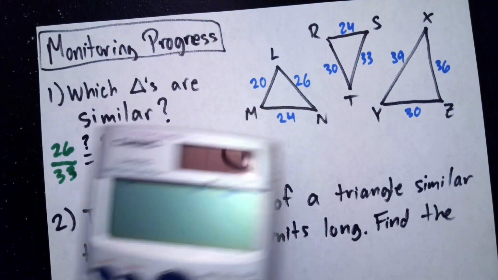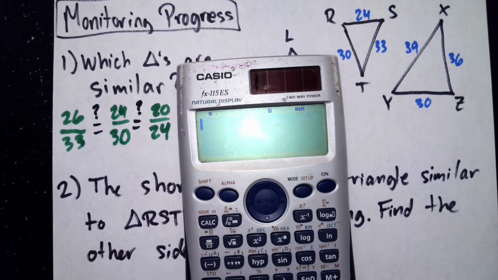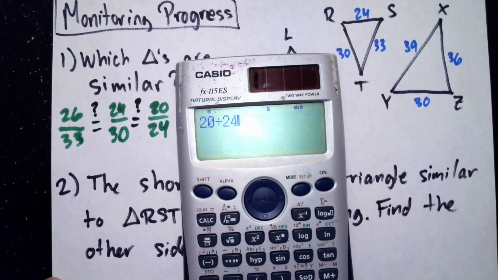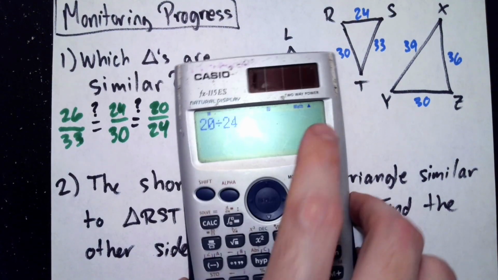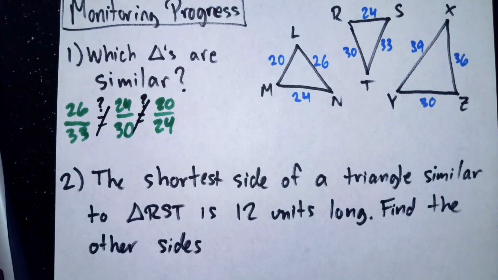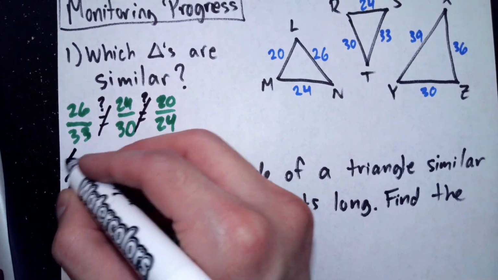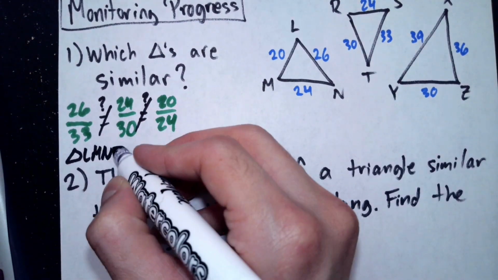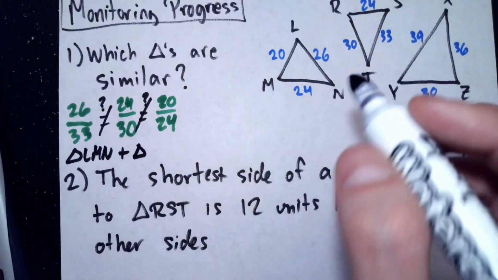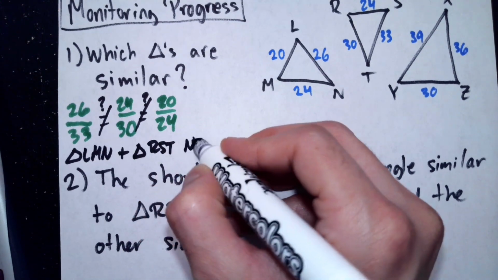Quick use of my calculator here, we're going to speed this up. It tells me that 26 divided by 33 cannot be simplified. It stays like that. 24 divided by 30 is actually 4/5. And 20 divided by 24 is actually 5/6. So each and every single one of these is different. Because this is not the same, triangles LMN and RST are not similar.